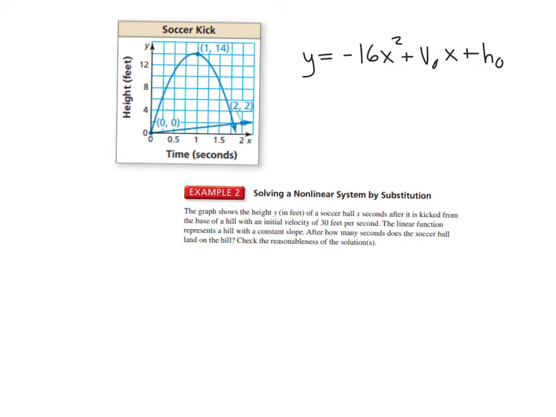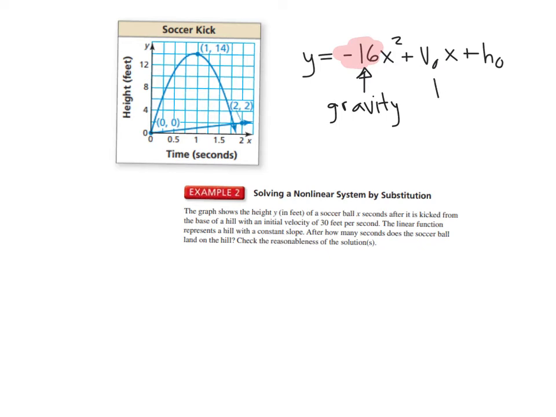First and foremost, let's talk about this negative 16. This negative 16 is actually the acceleration due to gravity. So this is a constant because gravity is constantly pulling on you. That's why this number is automatically given in the formula, because gravity is never changing. If it ever changed, you would know, right?